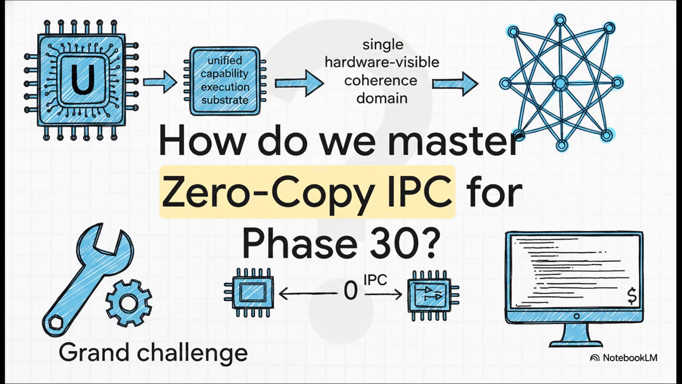And this brilliantly illustrates our path forward. I'm going to leave you with this highly technical, provocative thought. If we have completely unified capability and execution in this single deterministic execution substrate, how do we push this architecture to a single hardware-visible coherence domain for Phase 30? Seriously, how do we master zero-copy APC? That is our next grand challenge. Let's get back to the code, team.